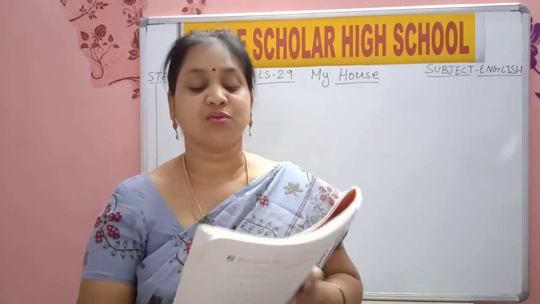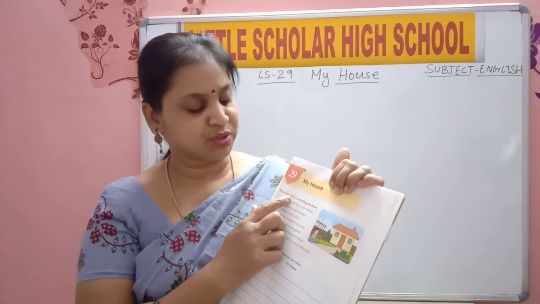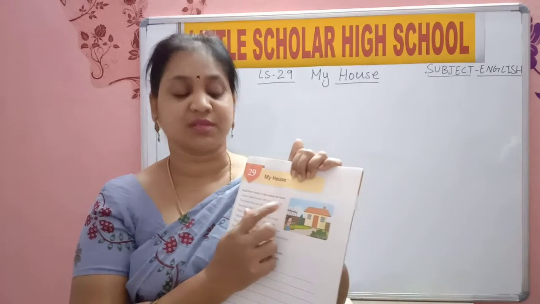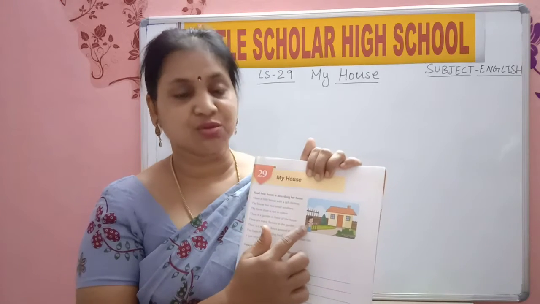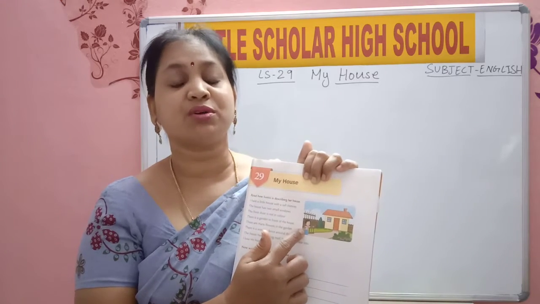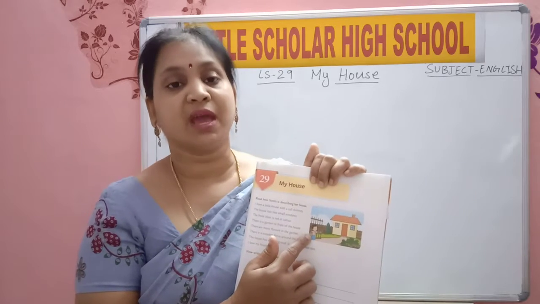Suniti. Suniti is describing about her house. What is her name? Suniti. Read how Suniti is describing her house. How she is describing means what all words she is using to describe her house, to say how beautiful her house is. So here she is Suniti. She is saying something about her house.